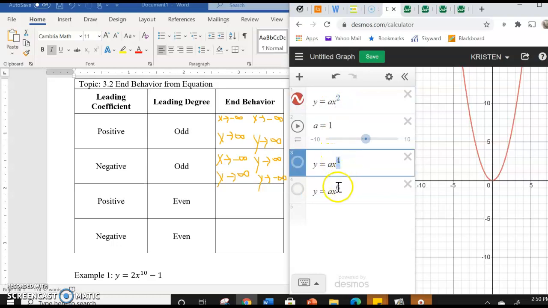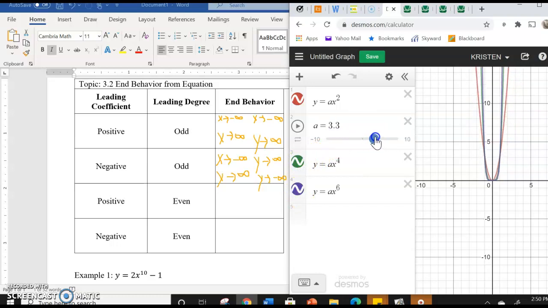X to the 4th is even, x to the 6th is even. My leading degree is even. That's my leading exponent, or my biggest exponent. If a is positive, right now a is 1, so this is like 1x squared, 1x to the 4th, 1x to the 6th. Let's graph all of them at the same time. They all look like U-shapes to me, and they still all stay U-shapes no matter what positive value my a is. My arrows are always pointing up.